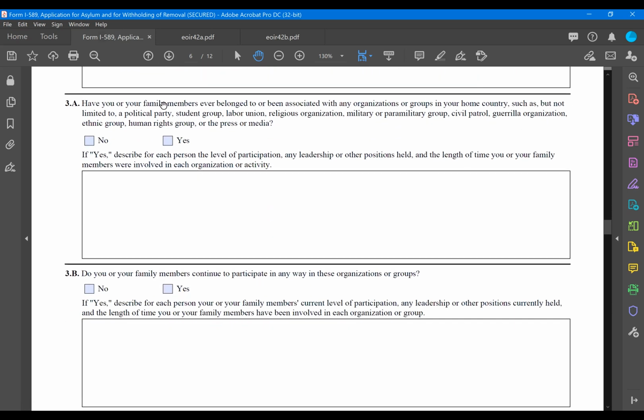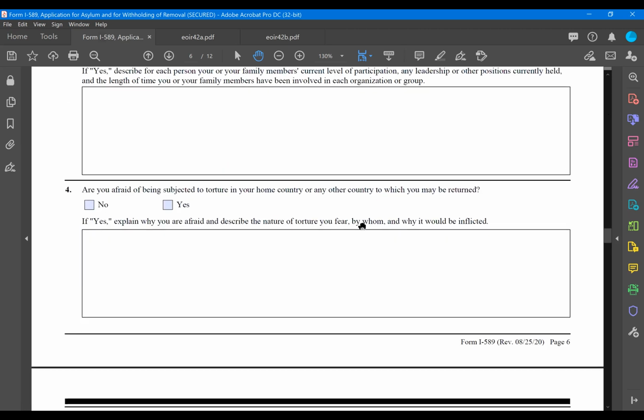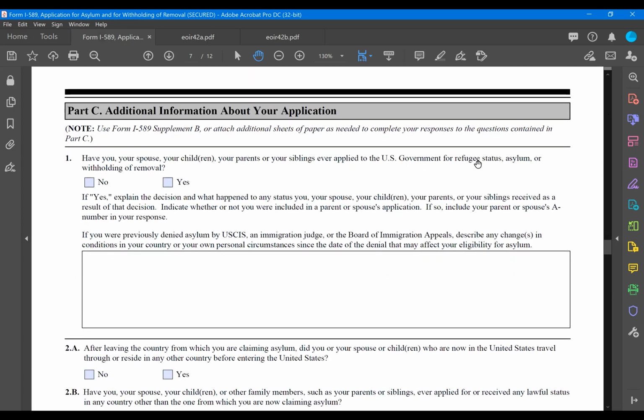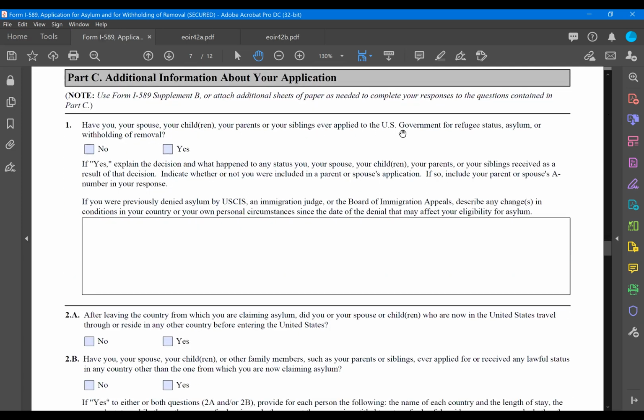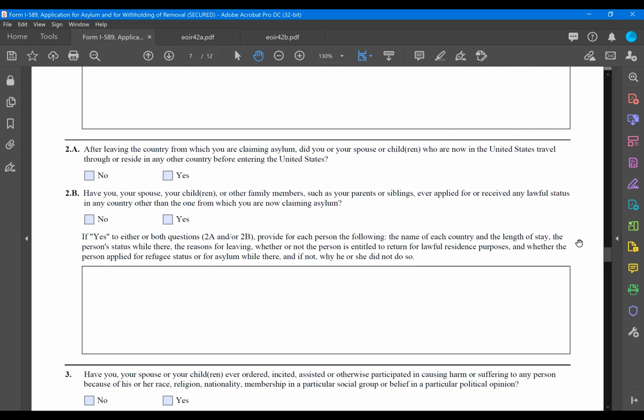This asks if the person or their family ever belonged to any kind of organization or group, and it lists out possible options. And if anyone continues to participate in the organization or group. Are you afraid of being subjected to torture in your home country or any other country to which you may be returned? And then you have to explain it. This asks if anyone has ever applied to the government for asylum status or refugee status before. Obviously, they're applying now.